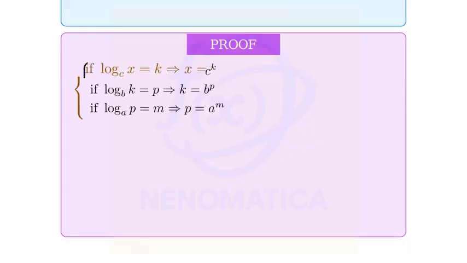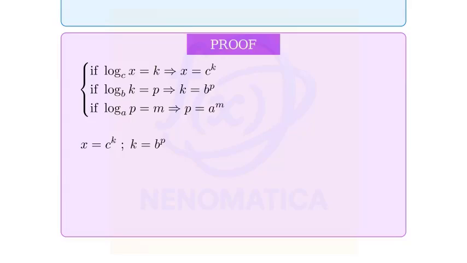Now for the proof. We will only use the definition of a logarithm, reading from the inside out and substituting step by step. First, we define intermediate variables and immediately convert each logarithm into its equivalent exponential form. From these definitions, we can write two clean statements. x equals c to the k and k equals b to the p.